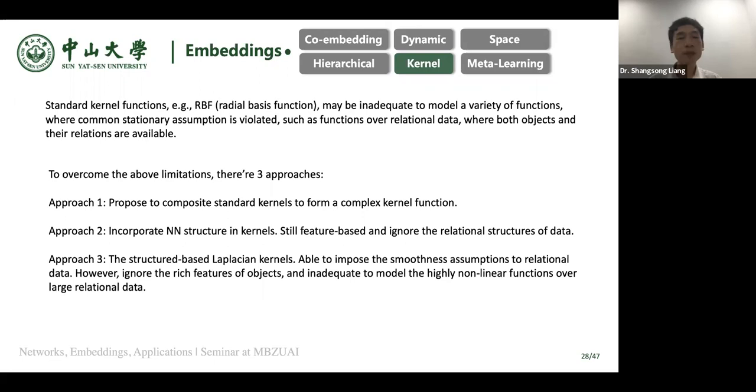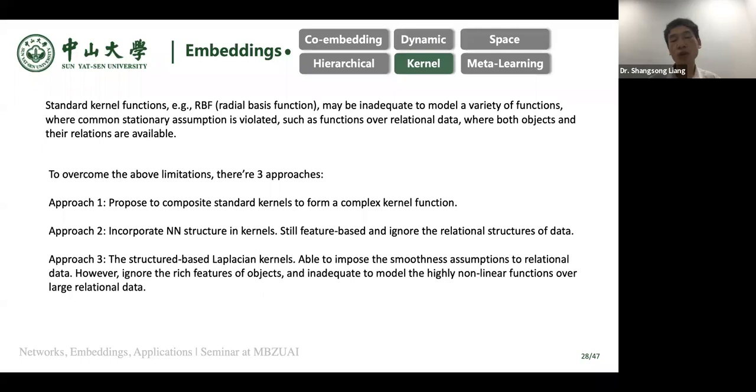Approach two is to incorporate neural network structures in kernels. These kernel functions are still feature-based, and this approach ignores the structure of the data, because in the network, the nodes not only have features, but also have structures. They have neighbors, right? Then we have the third approach, which is structure-based kernel functions, for instance graph kernels. But these kernel functions ignore the rich features of the nodes, although they consider the structures.